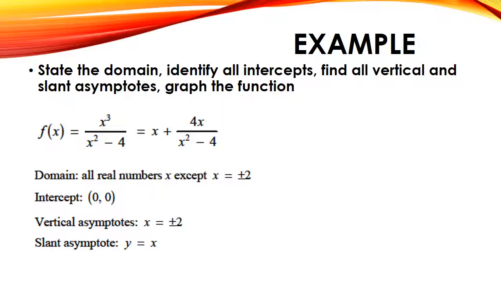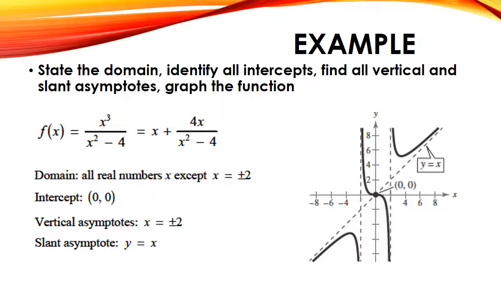If you set the numerator equal to 0, then you get that x is 0, or if you put in 0 for x, you get that y is 0. So our x and y intercept is at 0, 0. We have vertical asymptotes at plus and minus 2, and the slant asymptote at y equals x. And this is what it looks like when we graph it.